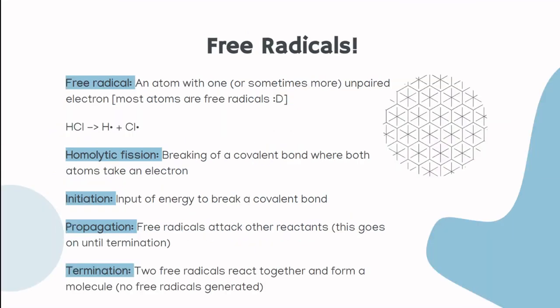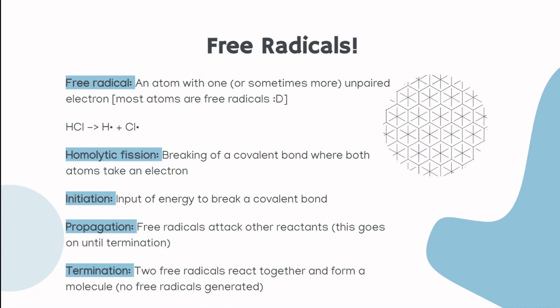Next we have free radicals. Free radicals are really cool, really fun, and I think they're amazing. A free radical is an atom with one, or sometimes more, unpaired electrons. Most atoms are really free radicals. We just never really called them this before because that's a weird term to use if we don't have anything to do with this information. But now we do. We can do a lot of things with them now. And the way we get free radicals is through homolytic fission. This is the breaking of a covalent bond where both the atoms take an electron. So this is when we have HCl turning to H with that electron and Cl with that electron. They're a little funky, but we draw a little dot right next to them.